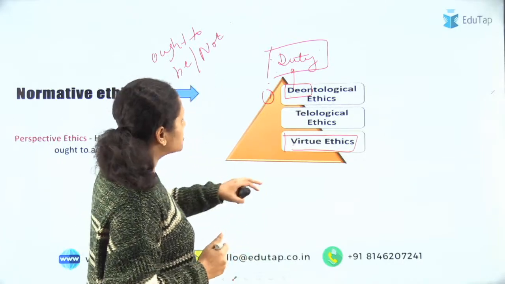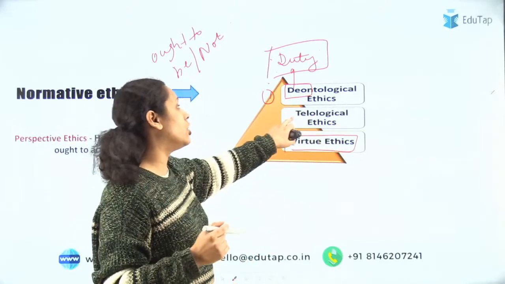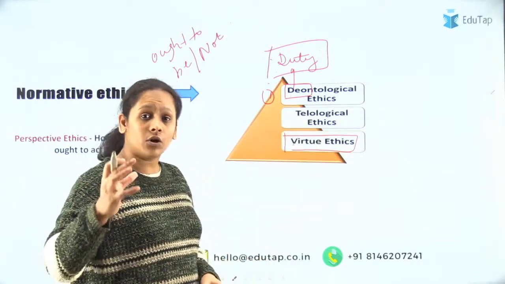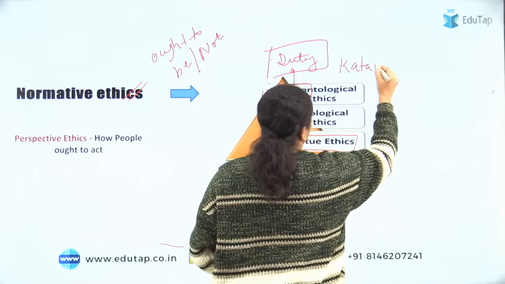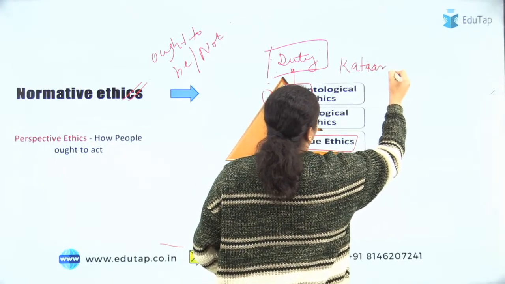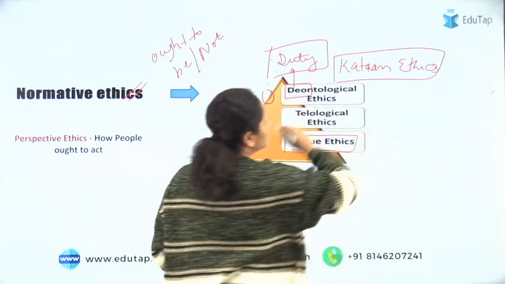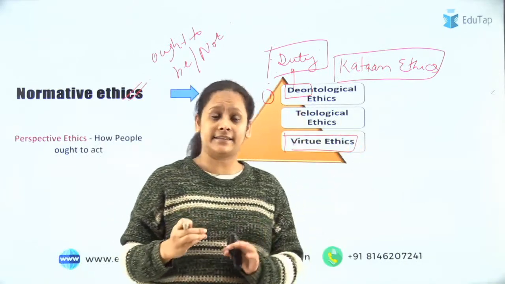Now, the next concept is teleological ethics. Before going into teleological ethics, keep in mind that deontological ethics is also known as Kantian ethics at times. Why this name? Because this concept was given by Immanuel Kant. That is why it is also known as Kantian ethics.